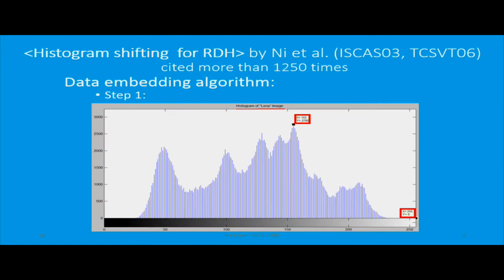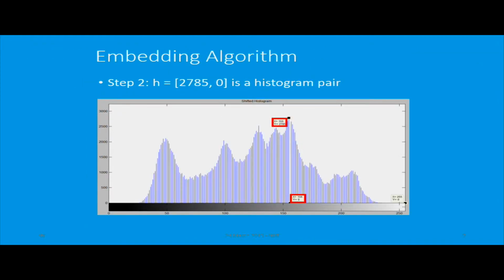For instance, this is one of the algorithms developed in 2003 and has been cited more than 1,200 times. This is a histogram of one of the images, the Lena image I am going to show you. The left-hand side is empty, the right-hand side is also empty, but in the majority you have the histogram, where pixels assume those values. We notice that the high peak is at the top and the lower peak is at the bottom. Then we can shift everything towards the right-hand side from the highest peak value, by 1 unit towards the right-hand side.